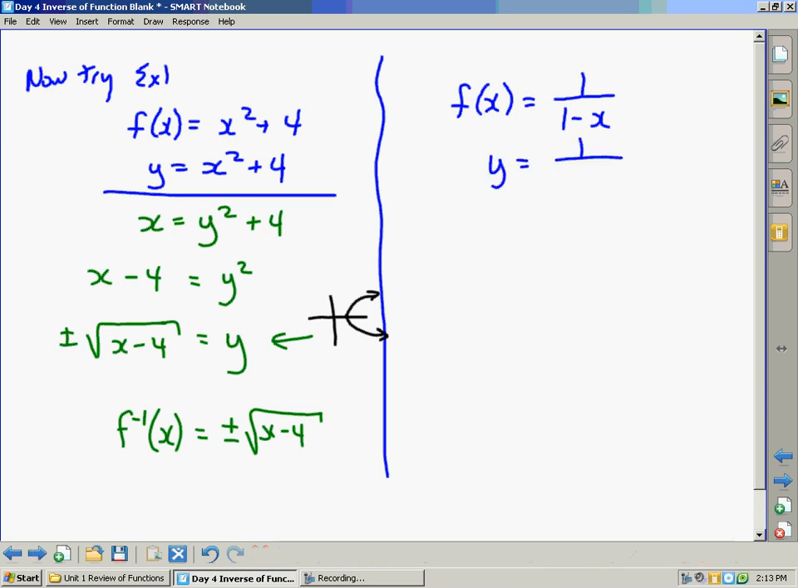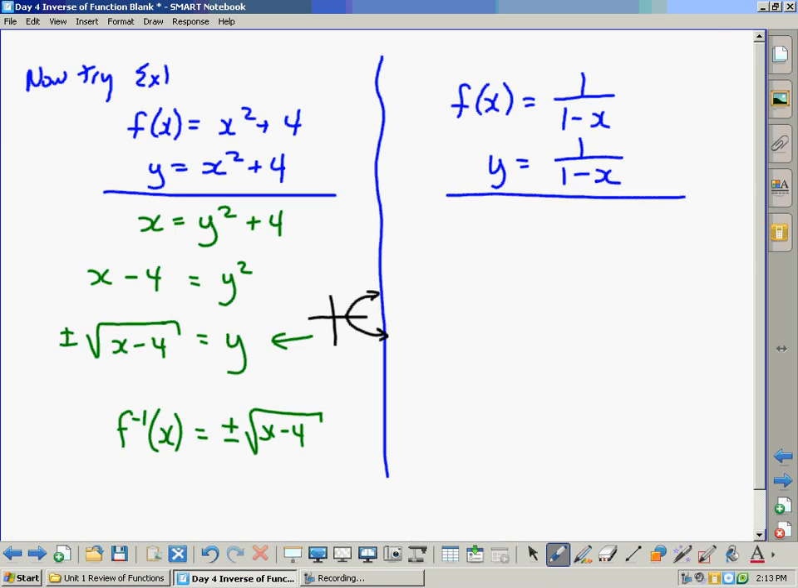So y equals 1 over 1 minus x. That's step 1. Step 2, we switch our x's and y's. So x equals 1 over 1 minus y. Now the challenge in this one is to isolate for y. And it's why I've chosen this example so you can see it.